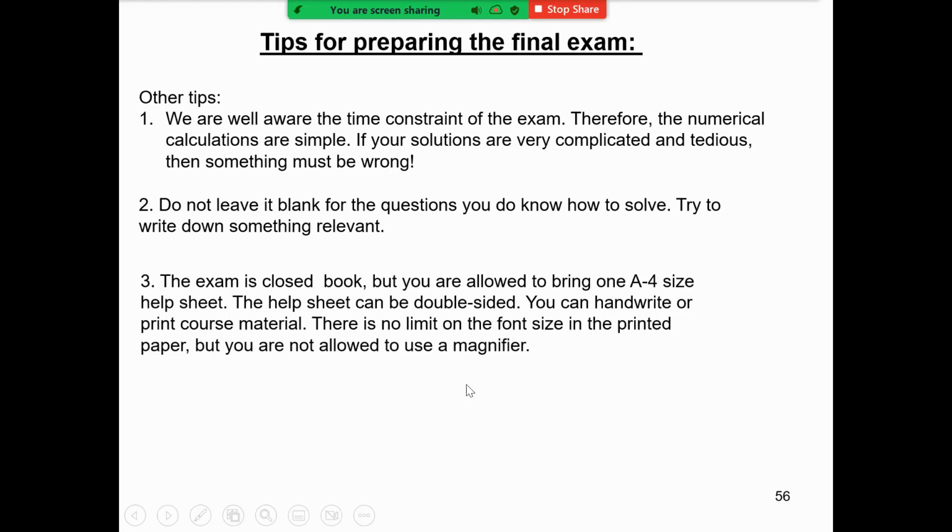The exam is closed book, but you are allowed to bring one A4 size help sheet. The help sheet can be double-sided. Then you can handwrite or print, either way. It doesn't matter how small you print, but you cannot bring a magnifier.